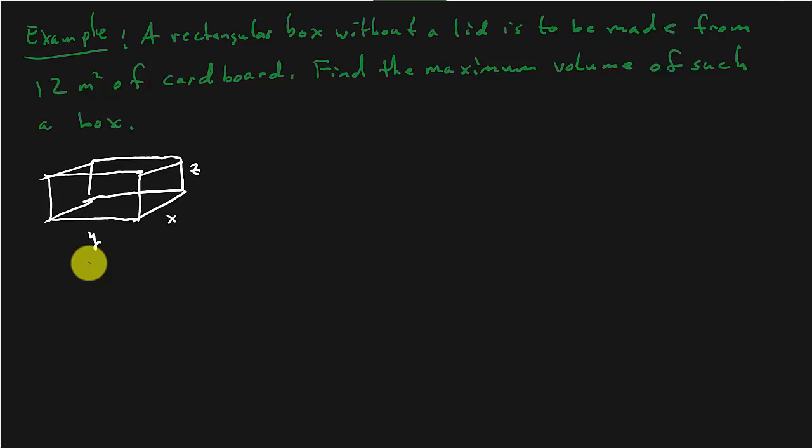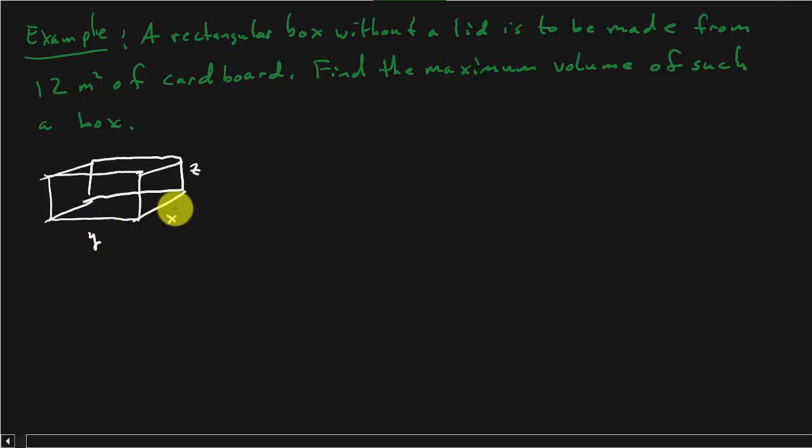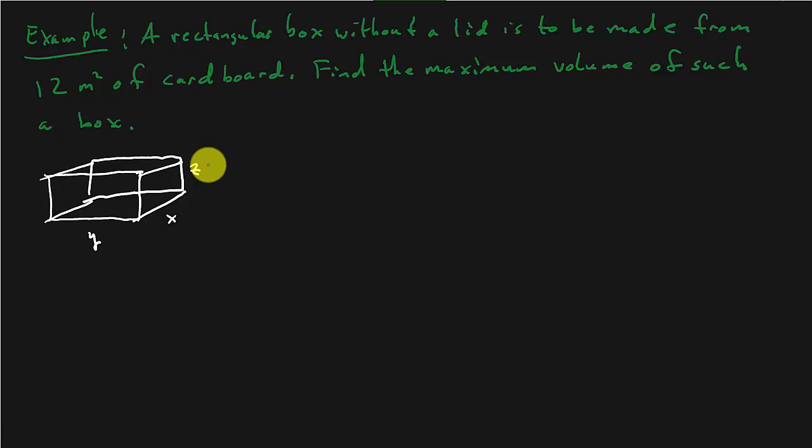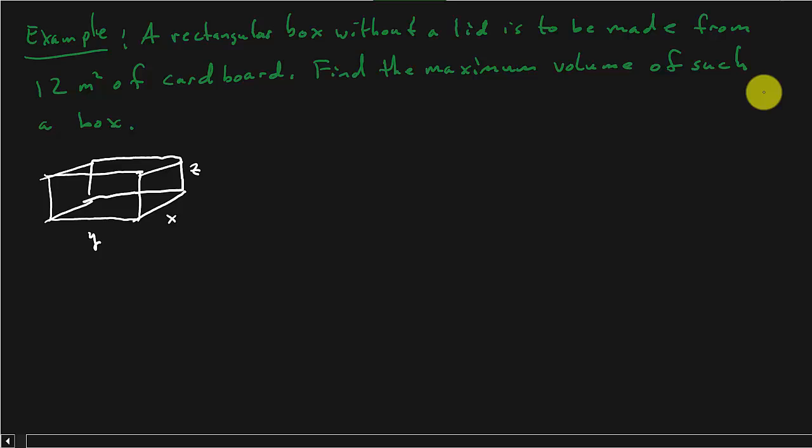Most of the time when you worked a box problem, it told you it was a box with a square base. So you knew the bottom was the same. That was x and x. But now it's just telling us a rectangular box. So that's x, y, z. We've got the three variables here. And what do we want to maximize? Well, we want to find the maximum volume. So that means we've got V is equal to x times y times z.